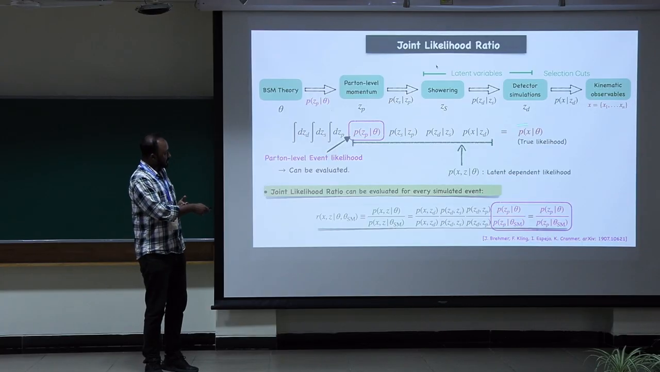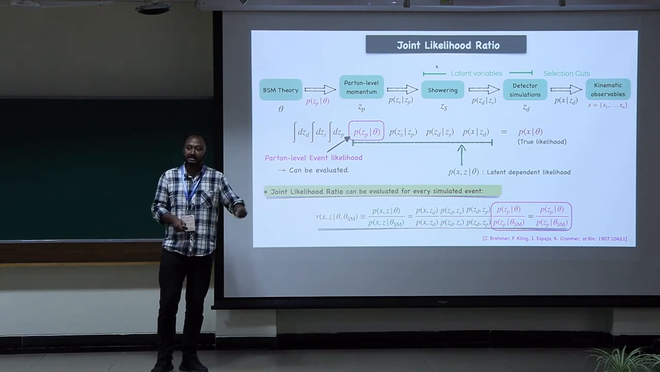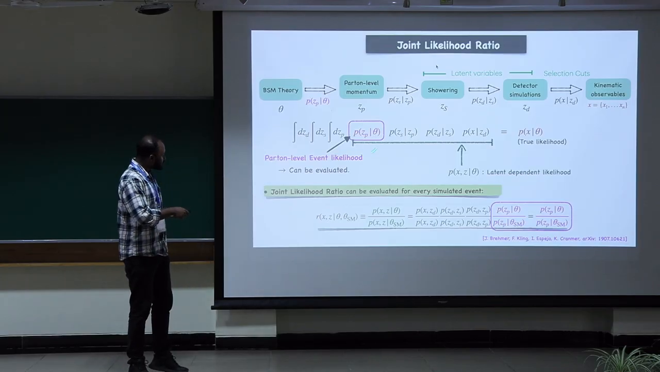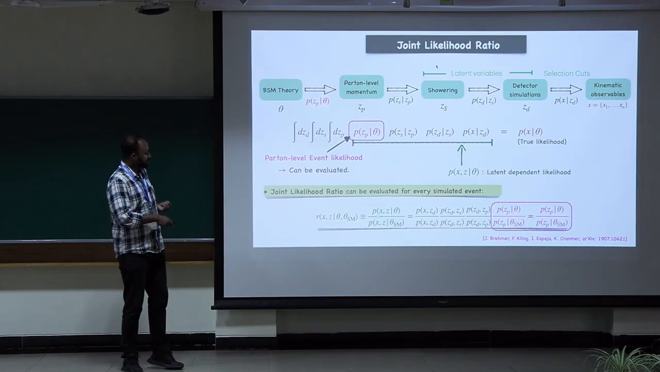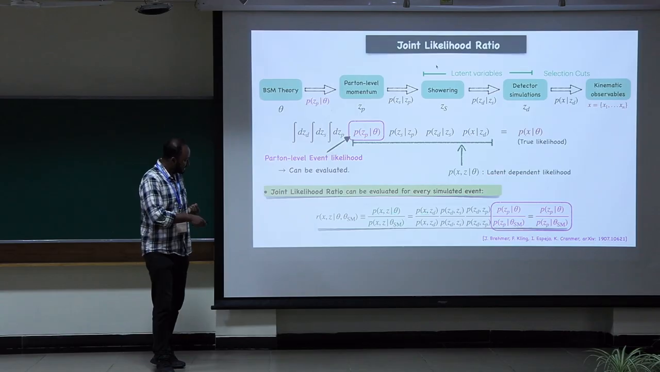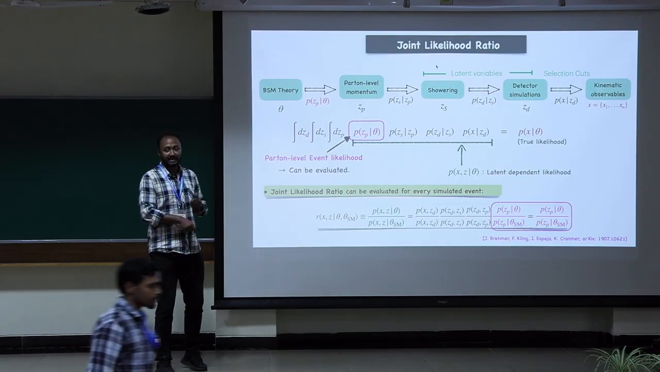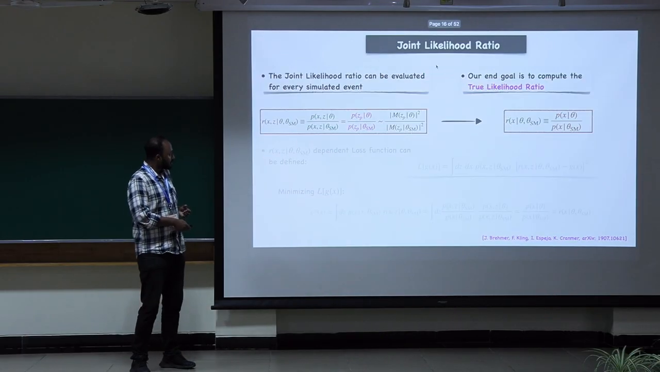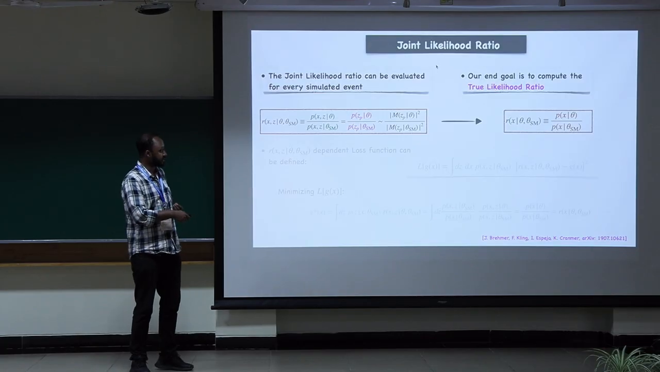So the integrand of the true likelihood function is a latent variable dependent likelihood. And the first term here is the parton level event likelihood, which can be computed for every simulated event. Now, using this idea, one can define this joint likelihood ratio, which is basically a ratio of the latent dependent likelihood at theta and a reference theta SM. And this boils down to a ratio between the parton level event likelihoods, since all the latent dependent terms cancel out. So one has the joint likelihood ratio, which can be computed for every simulated event.